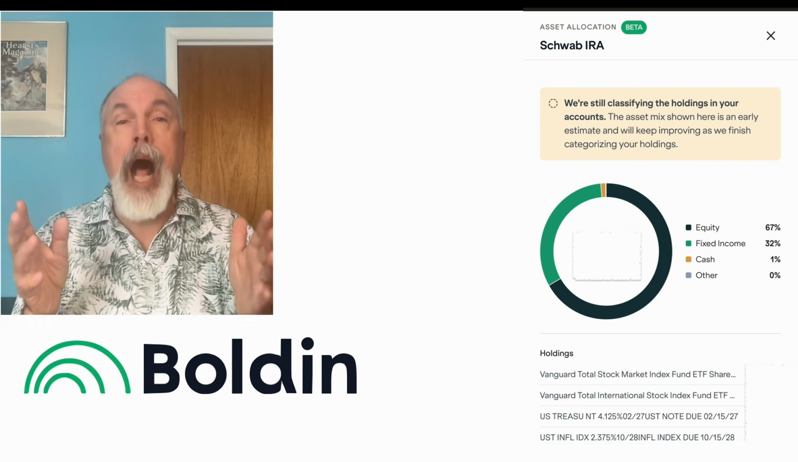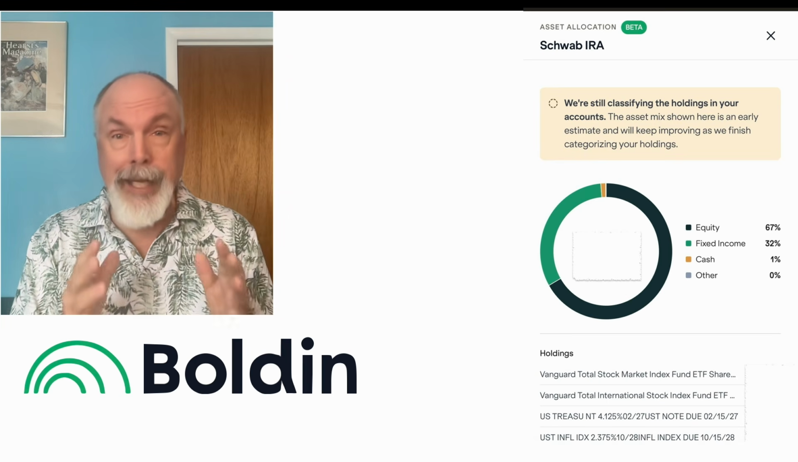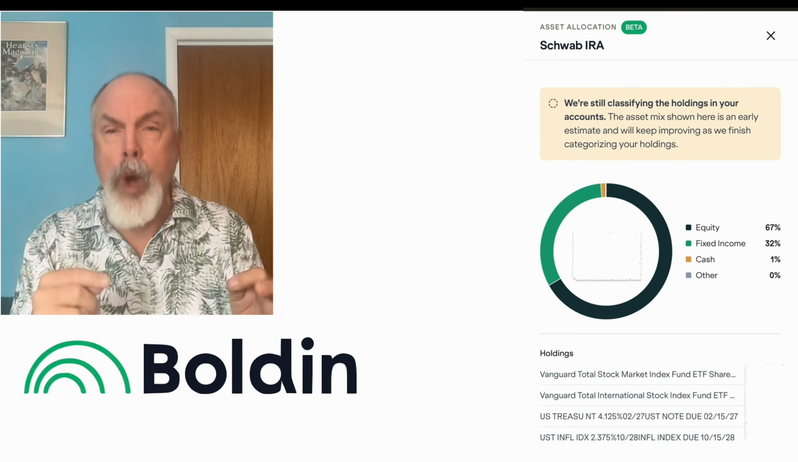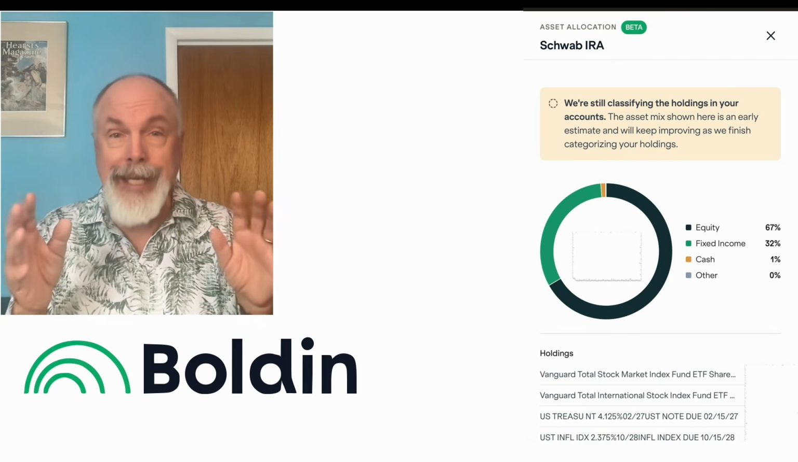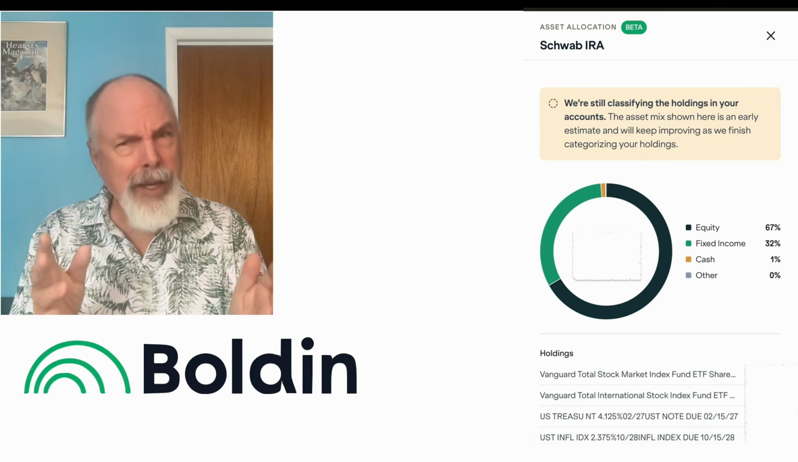And if you are a beta user, you can get to it this way. You go to your assets and debts, and then under savings, you can see that little pie chart for the accounts that you have connected. I am a beta user of Boldin, but I normally don't connect the accounts. But I decided to connect 3 Schwab accounts, an IRA, a Roth IRA, and a brokerage account to get an early look at how they're doing this. And I am not impressed.